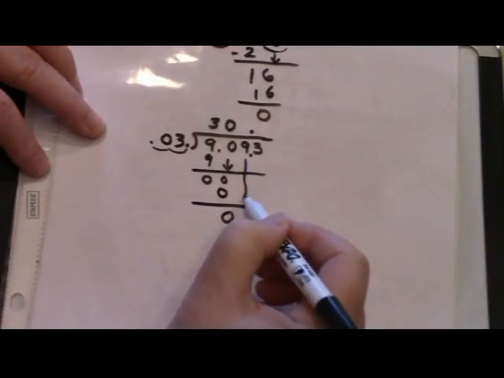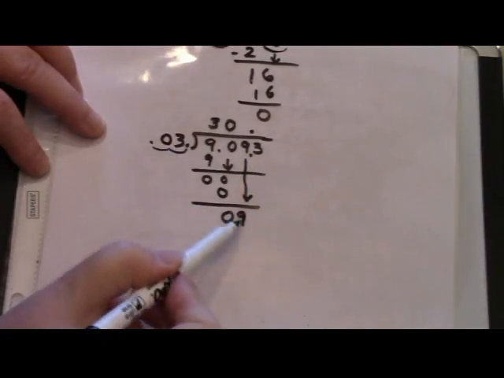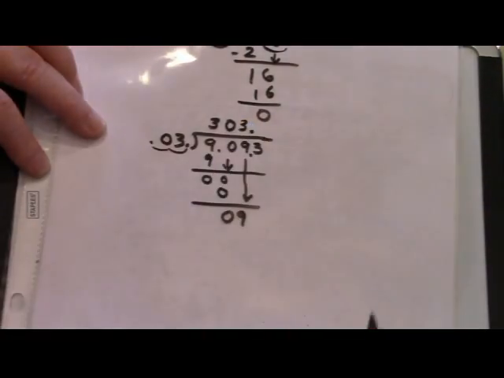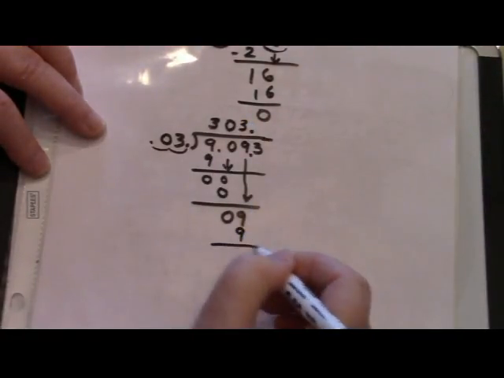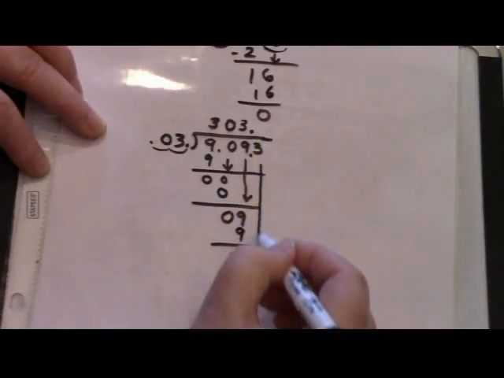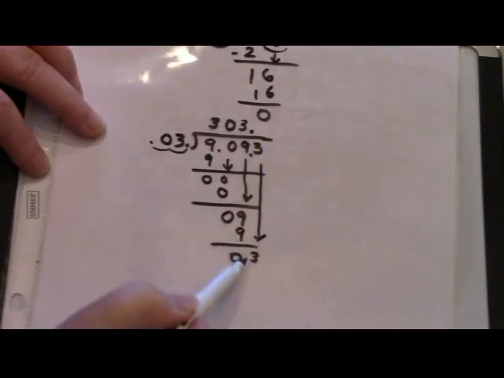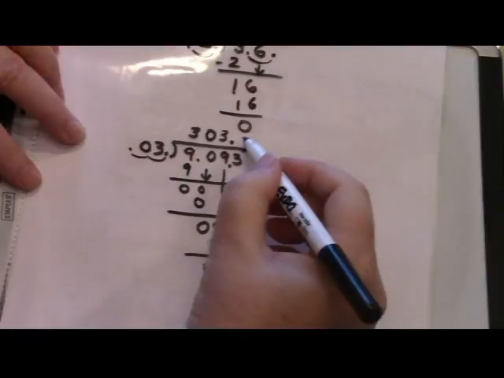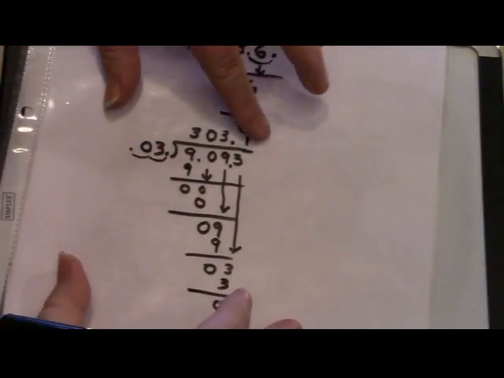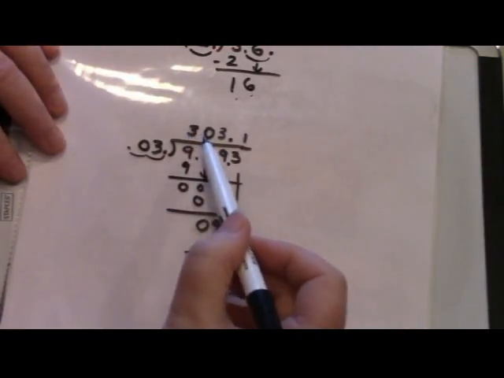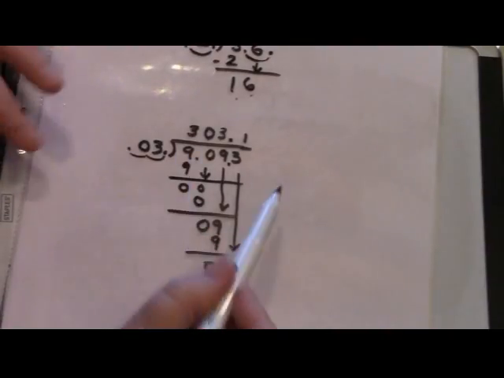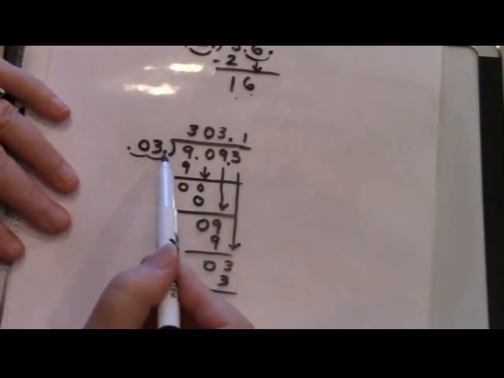Now I'm going to bring down this 9. 3 goes into 9 3 times. Gives me 9. I'm going to bring this 3 down. 3 goes into 3 1 time. So I'm just going to erase that so we can see our number a little clearer. Our answer is 303.1. Now, if I didn't move the decimals over, or if I only moved them out here and not in here, I'd end up with a very wrong answer.